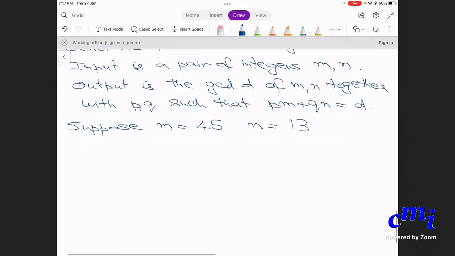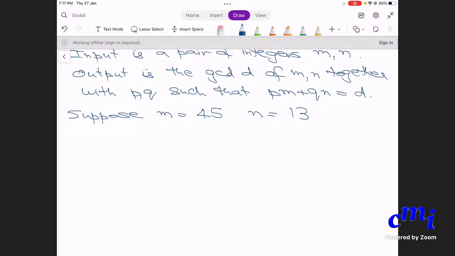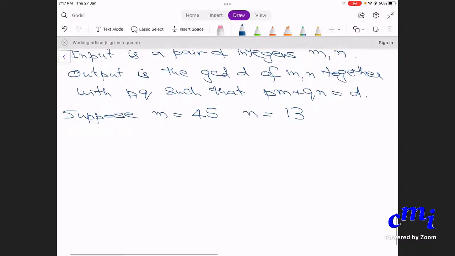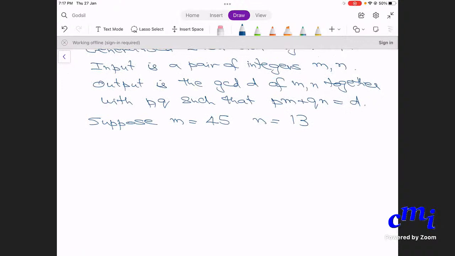So it's convenient to arrange this work in the form of a table. First write down 45, 1, 0 and 13, 0, 1. And here I'll make another column called the quotient column. The first quotient column is empty. So this is how the algorithm starts. You write down 45, 1, 0 and 13, 0, 1, and then we are going to build this table downwards.